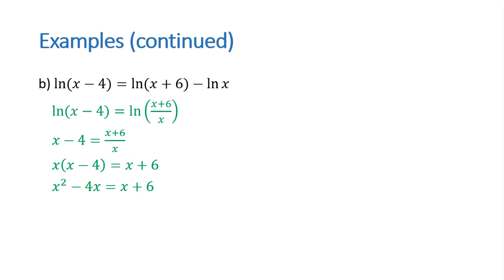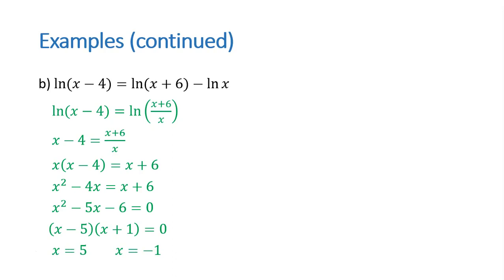This is quadratic. The highest exponent is a 2. As soon as I see any equation where I have an exponent higher than 1, I know I need to move everything to one side of the equation. So move over the x and move over the 6, and we have x squared minus 5x minus 6 is equal to 0. I can factor this. This factors as x minus 5 and x plus 1. And then I set each factor equal to 0 and I solve for x. So I get x equals 5 and x equals negative 1.